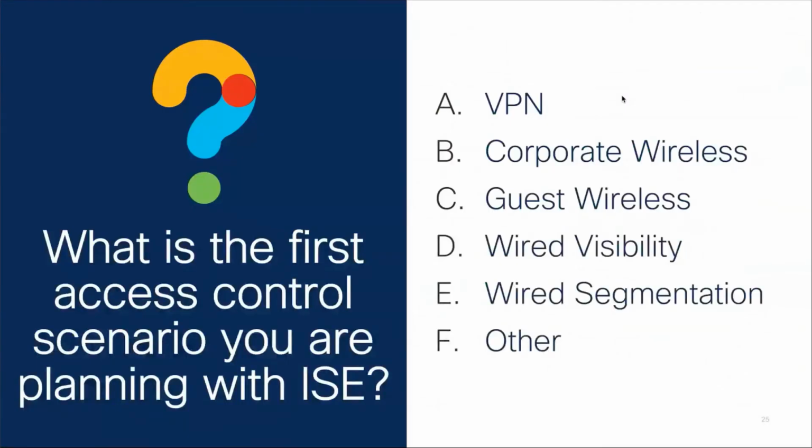So with that, I want to have one more question for you all. What is the first access control scenario that you are planning to use with ISE? There's some that people typically start off with, maybe VPN, corporate wireless, guest wireless, or maybe you've already had wireless set up for a while. Now you want to start doing wired stuff. So what is it for you all, right? We'd love to hear how you're planning to use ISE.